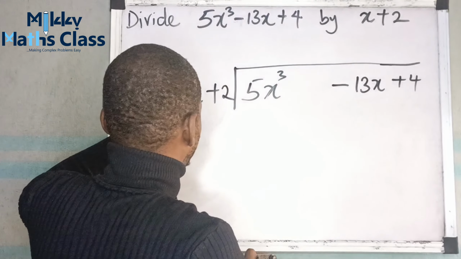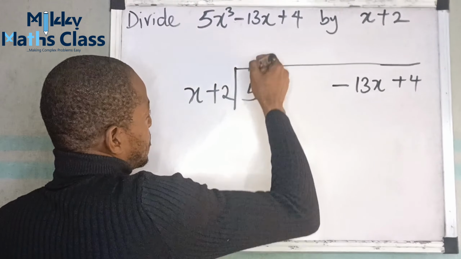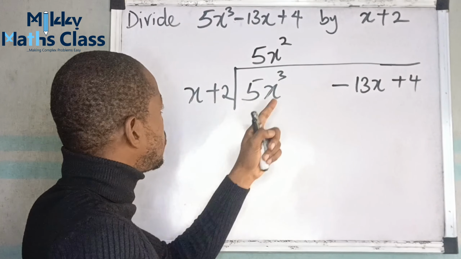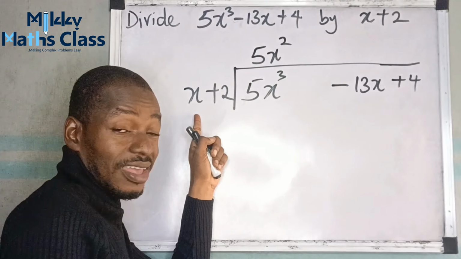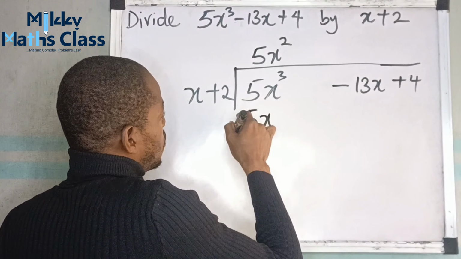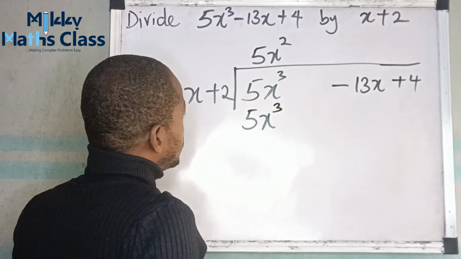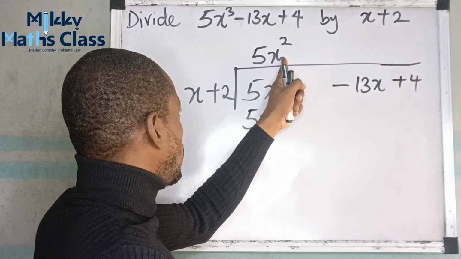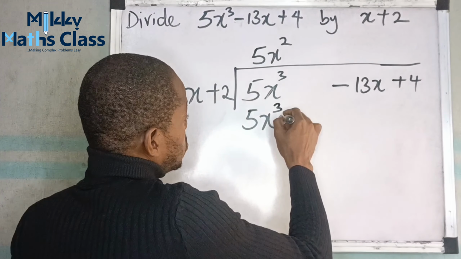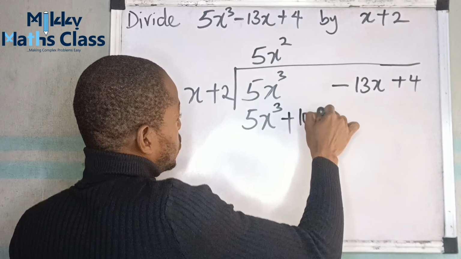So let's go. This divided by this, that will give us 5x to the power of 2. Now let's multiply 5x to the power of 2 times x. That will give us 5x to the power of 3. Now 5x squared times this, that will give us positive 10x to the power of 2.